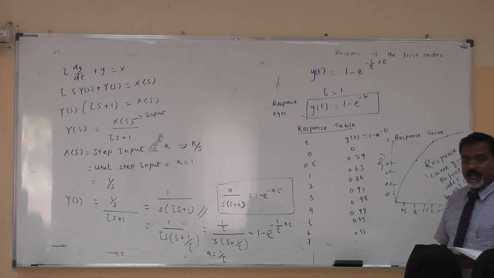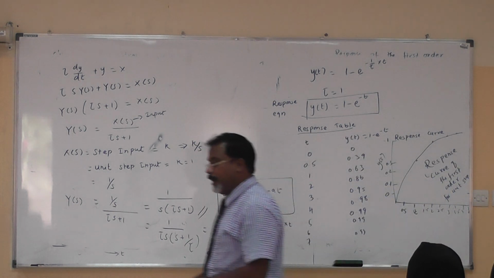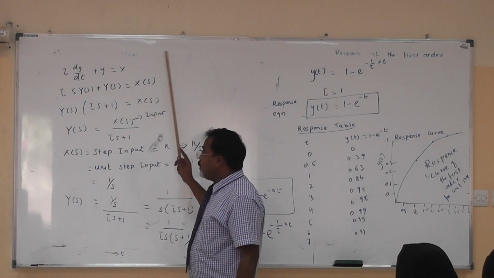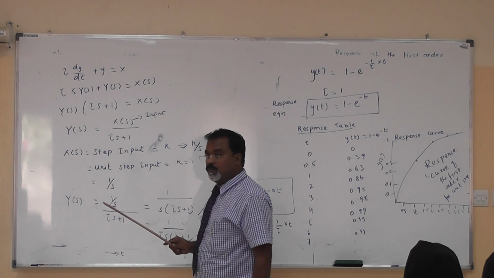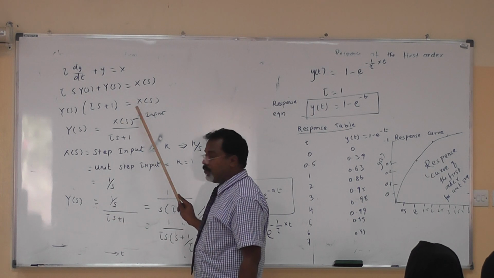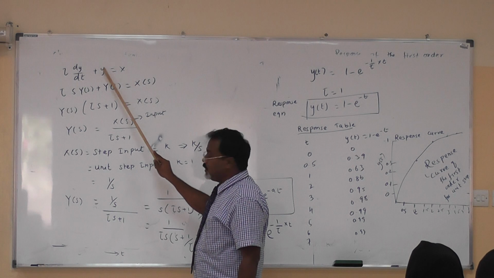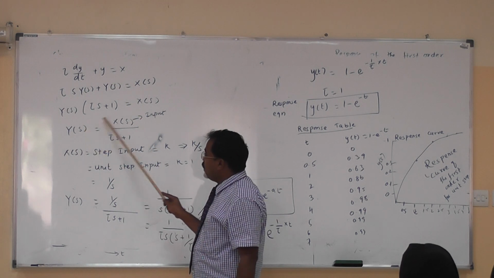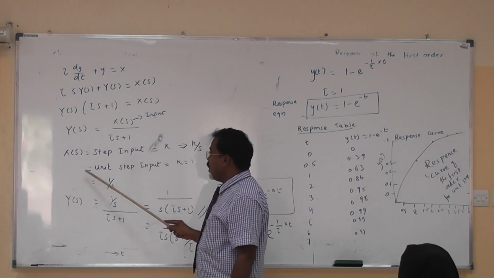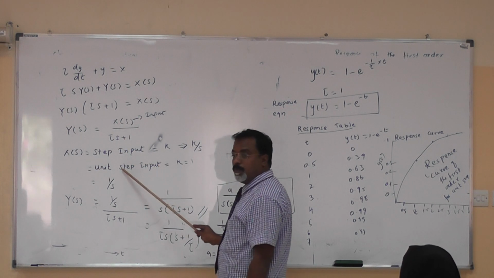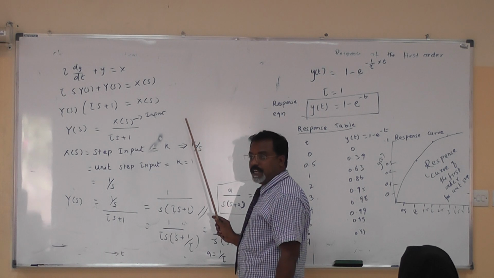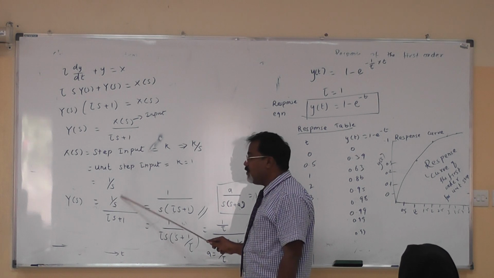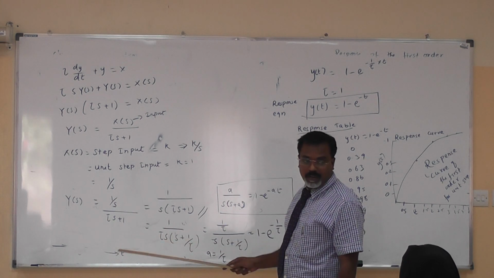So what will be the procedure? See here, once again I am explaining. You have to take the general first order system, and assume we are giving the unit step input. First you convert this general first order system into the Laplace equation. This comes as y of s equal to x of s divided by tau s plus 1. Then you give the step input, which is converted into Laplace transform, coming as 1 by s. Instead of x of s you give 1 by s, so the equation becomes 1 by s divided by tau s plus 1.